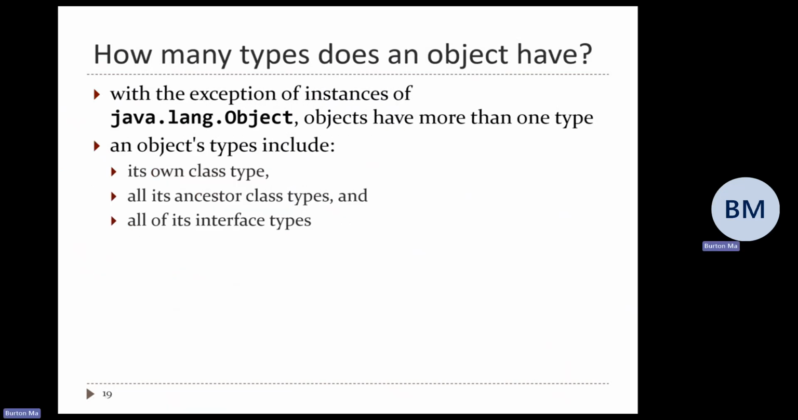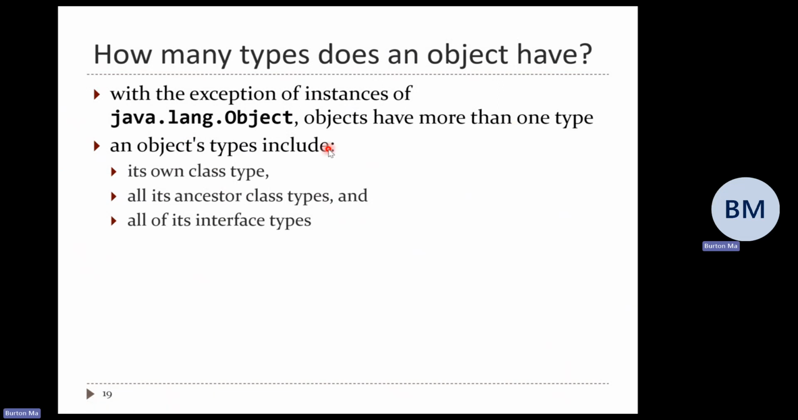And so that leads to the question of, well, exactly what can I store in a variable? To answer that, you need to know how many types an object actually has in Java. With the exception of object, big O Object, every object in Java has more than one type.